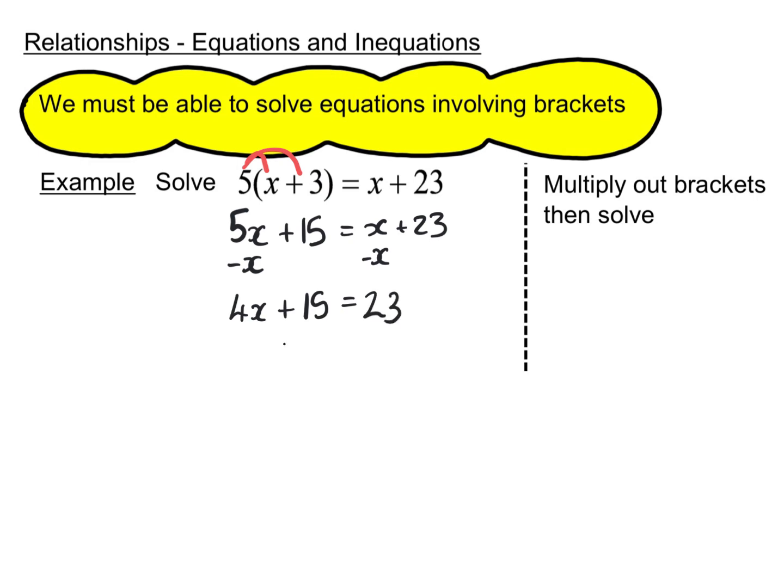We're then going to subtract 15 from both sides, leaving me 4x at the left hand side of the equation and 8 at the right, and then we're going to divide both sides by 2. So x is equal to 4.